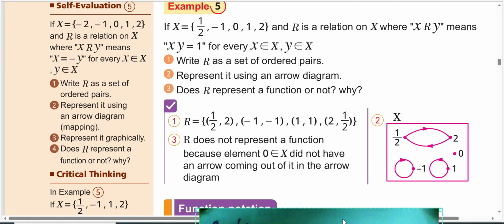Number 5. If x equal half, negative 1, 0, 1 and 2 and a relation on x, where x relation on y means x times y equal 1 for every x belonging to x and y belonging to x. Write R as a set of ordered pairs and represent it using an arrow diagram. Does R represent a function or not, and why? We have the relation here: half and 2, negative 1 with itself, and 0 not having an image. Okay, I saw this example a minute ago. Okay, next question.